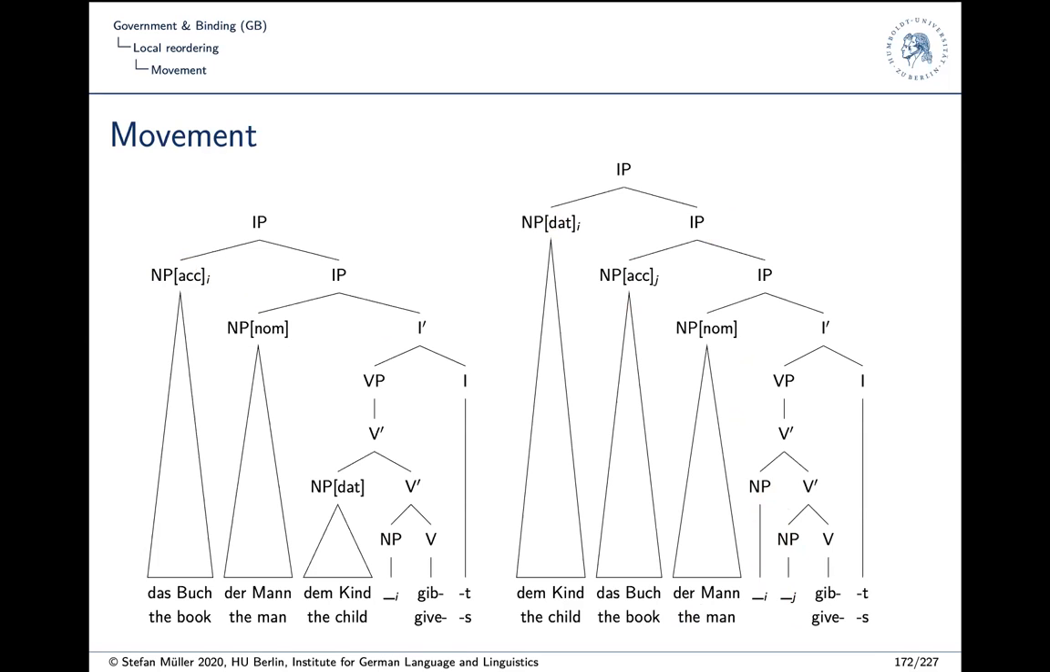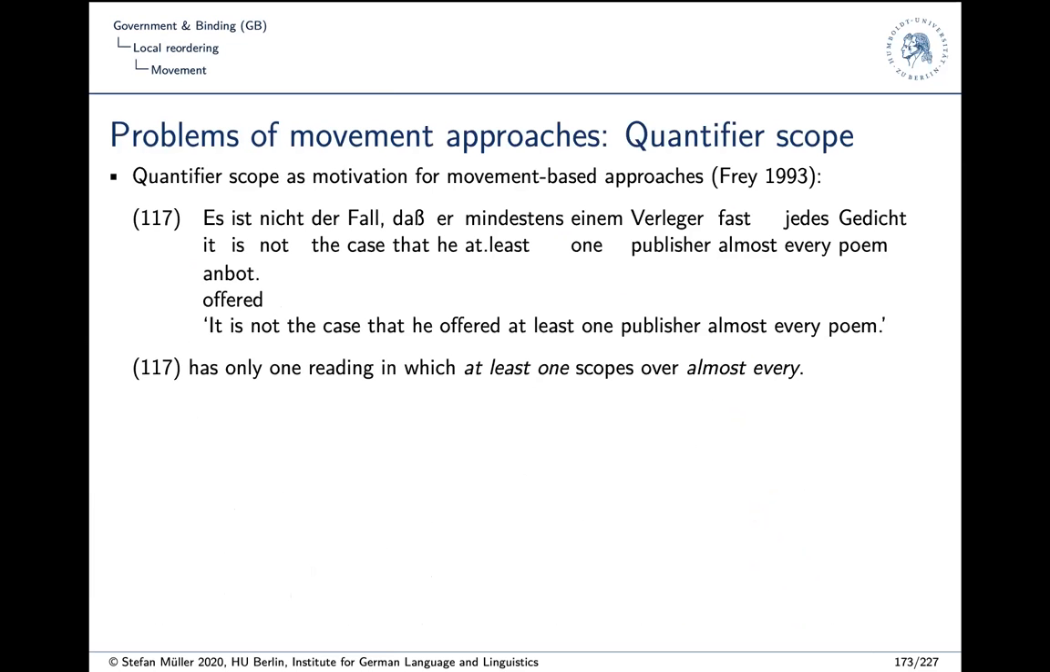Okay, so what are the pros and cons? I remember a talk I gave in Potsdam in the year 2000, where I suggested the base generation approach, or a version of this, in HPSG. And Dieter Staudacher said, there is the scope problem, right? So you have to have a movement account because of quantifier scope. And this is what Werner Frey published in a book in 93.